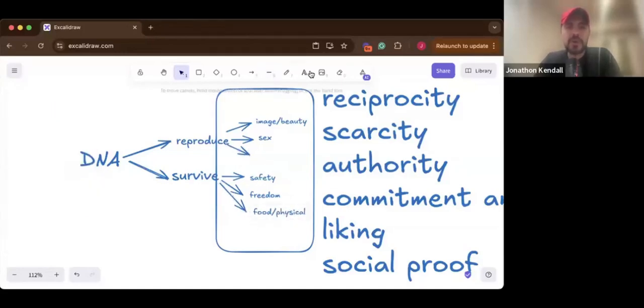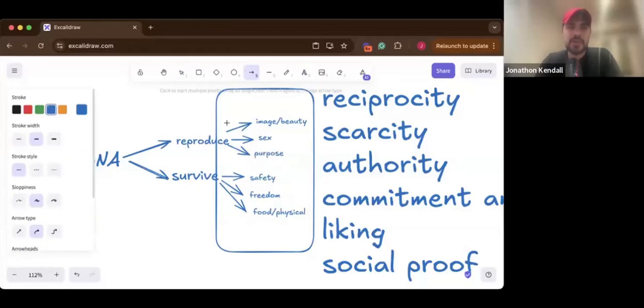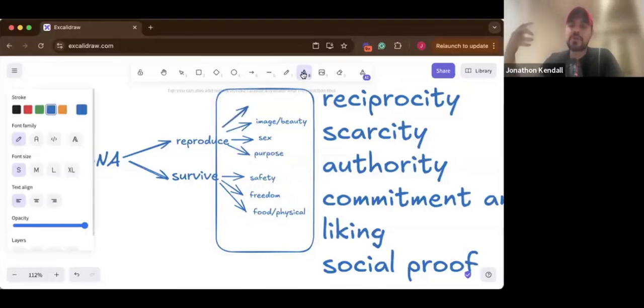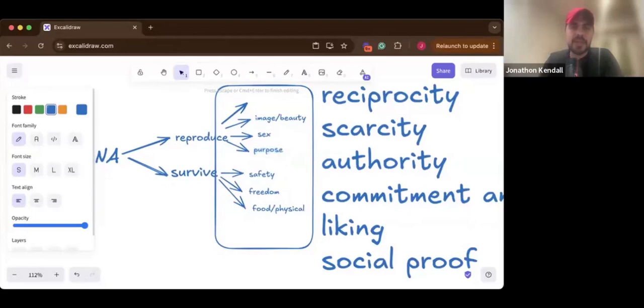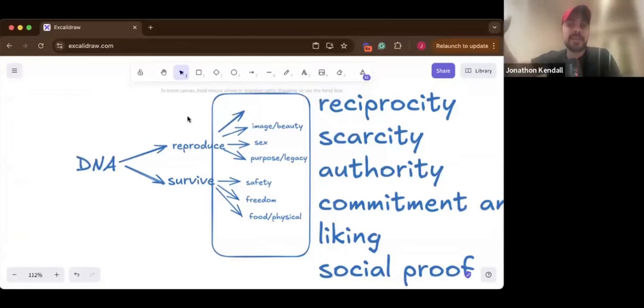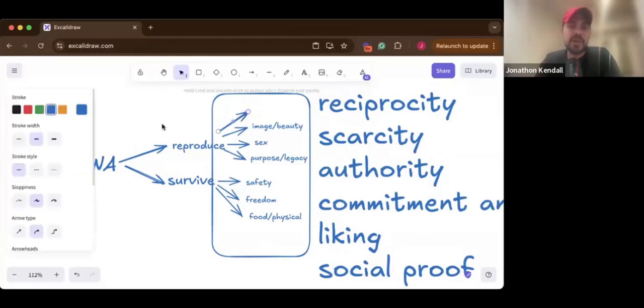What are some other things that you guys do? Purpose. Purpose is actually reproduction deep down, because your purpose is why you're doing what you're doing in the long term, to leave a legacy. A lot of times purpose is wrapped up in legacy. Like, my purpose for being is that I did something worthwhile, which is a version of reproduction. It's like reproducing your ideas into the future, not necessarily your physical body, but the ideas, something you built that you've left behind. Legacy is huge.